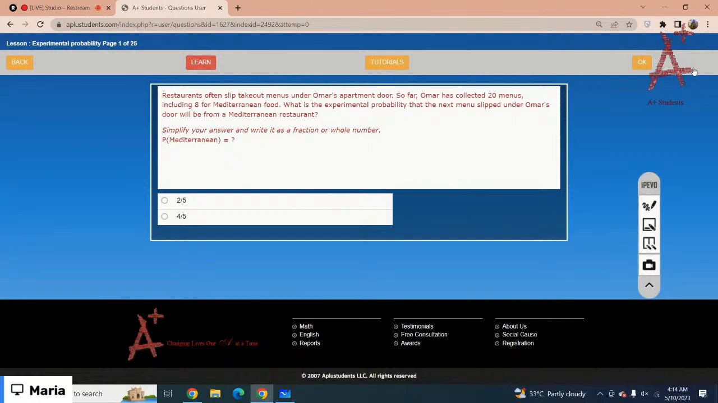So, he collected 20 menus. The total menus are 20, and 8 out of 20 are the Mediterranean food. That means the probability of the Mediterranean food would be 8 out of 20, 8 over 20. Got it? And you have to write down the answer in the simplest form.